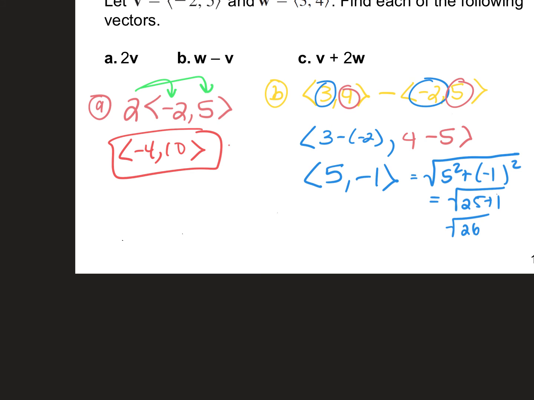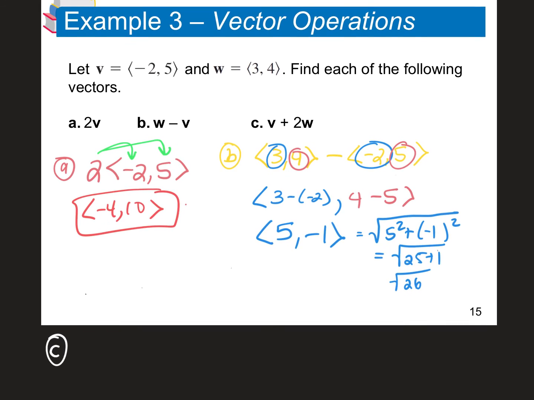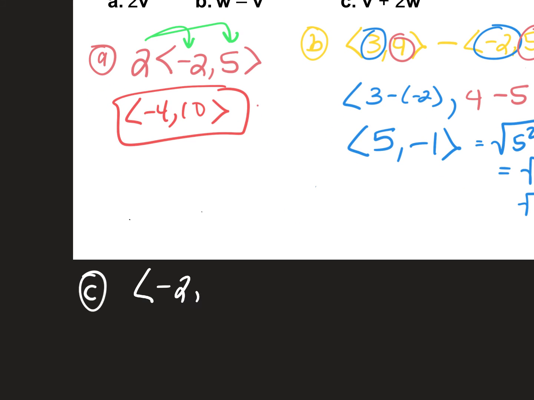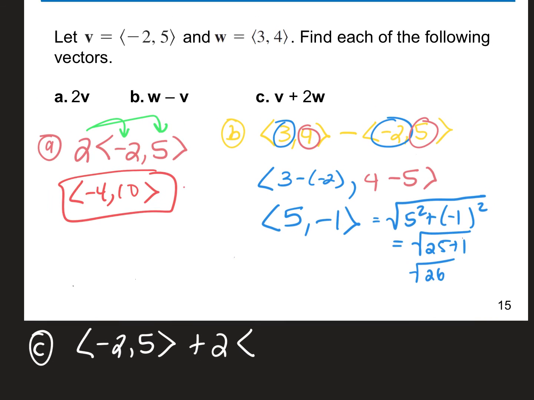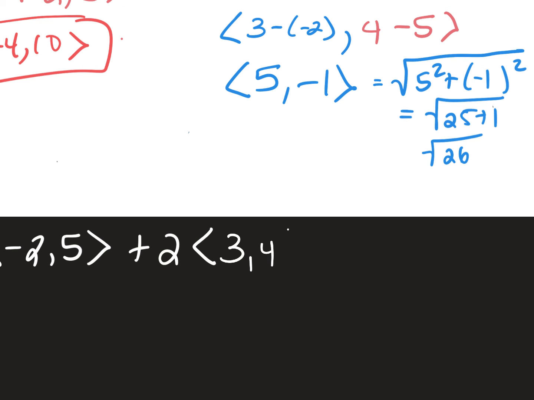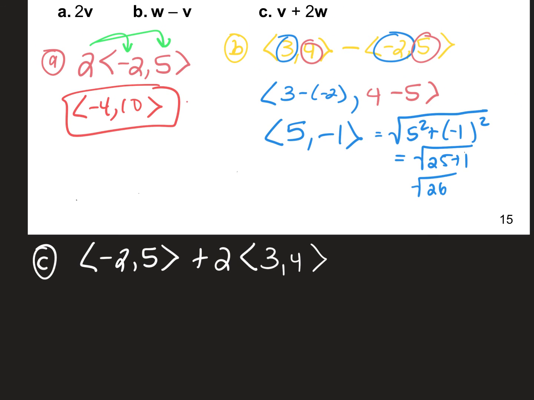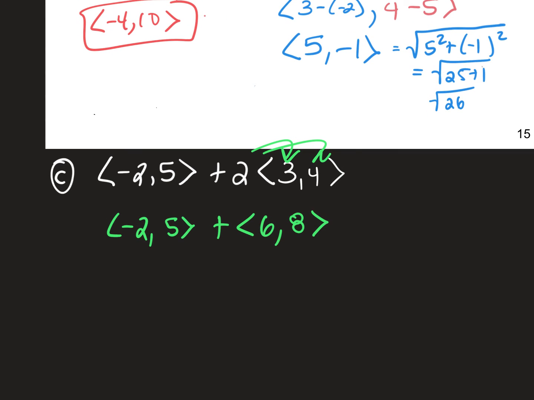Whoa, now we're getting fancy, right? So if you're going to show me your work, you're going to say, okay, V, what's V? -2, 5. And then it's plus 2 times W, which is 3, 4, correct? So show me what the vectors represent numerically. And now, order of operations, guys. Are you going to combine first, or are you going to distribute the 2? Distribute the 2, good. So this becomes vector -2, 5 plus what? 6, 8. Perfect.